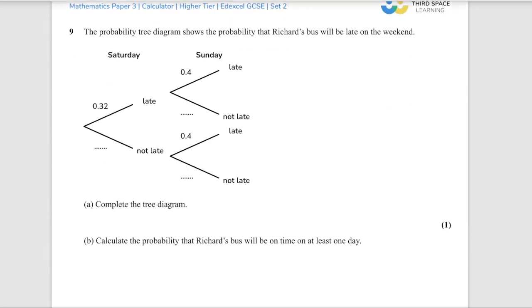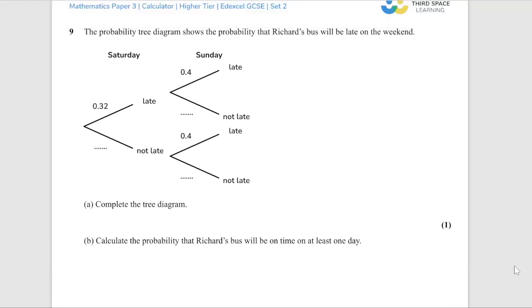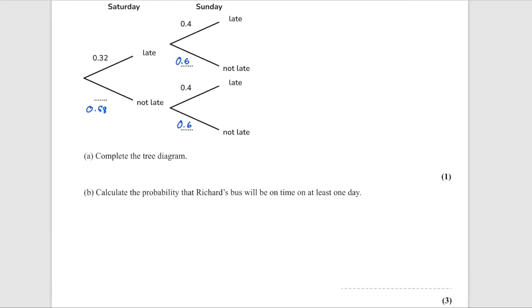Okay, question 9. So the probability tree diagram shows the probability of Richard's bus being late on the weekend. So we've got late, not late, and then Sunday, late, not late, late, not late. Complete the tree diagram. So the probabilities need to add up to 1, so that's going to be 0.68. And then we're looking at 0.6 here and 0.6 here. So calculate the probability that Richard's bus will be on time at least 1 day. So at least 1 day.